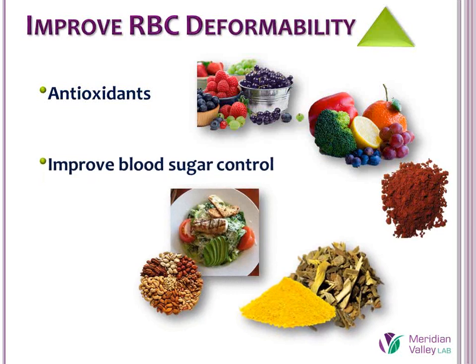We want to improve blood sugar control. Remember that fluctuations in osmolality can cause stiffening of the red blood cells, decreasing their deformability. And both diet and herbs such as berberine are important in this. And of course, detoxification.